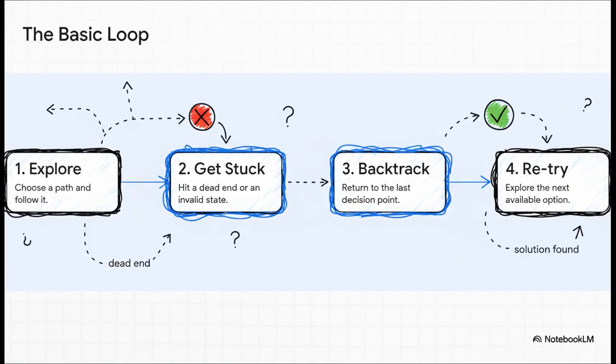Okay, so we can actually break this whole thing down into a really simple, repeatable loop. It's basically 4 steps. 1, you explore a path. Just pick one and go. 2, you hit a dead end or realize this path isn't working. 3, you backtrack. You go back to your last decision point. And 4, you try another path. And you just keep doing that over and over and over until you find a solution.